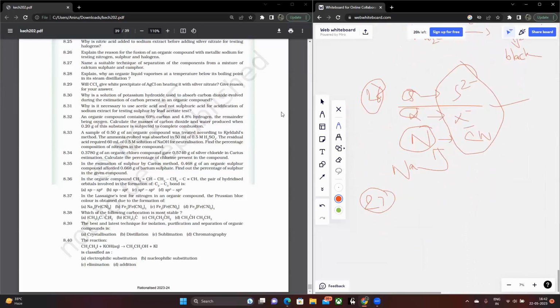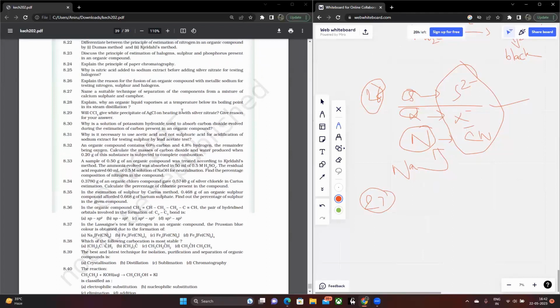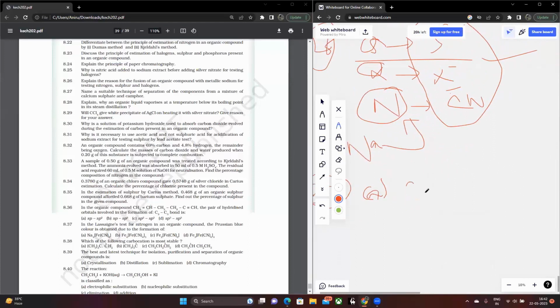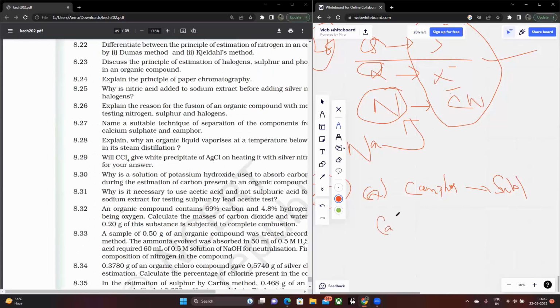27. Name a suitable technique for the separation of components from a mixture of calcium sulfate and camphor. So, a mixture of calcium sulfate and camphor can be separated by sublimation, right? You can notice that camphor is sublimable. Camphor sublimes out, right? While calcium sulfate is not sublimable, right?